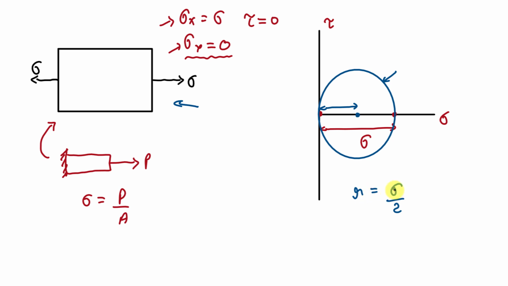And if the radius is sigma by 2, then we can say that tau max is sigma by 2 in this loading condition. And in this case, this distance is going to be sigma 1. Means here the maximum principal stress sigma 1 is equal to sigma, right? And here this point shows the minimum principal stress in this body. And here you can see that sigma 2 is equal to 0. So in this case the minimum principal stress has value 0.